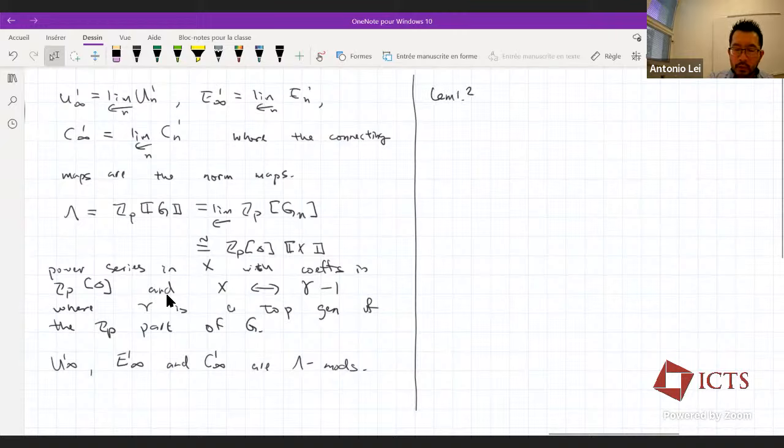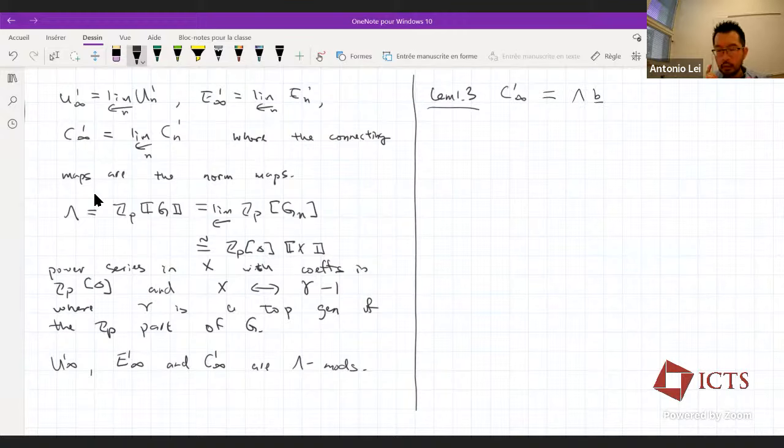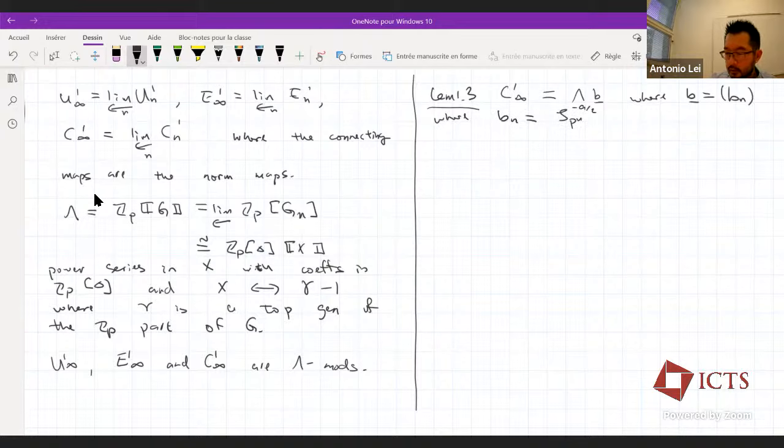One thing I want to tell you is that the cyclotomic units have a simple structure as a lambda module. It is just generated by one single element. So here B will be a system of elements, which I'll write as Bn, where Bn is given by this explicit cyclotomic unit.